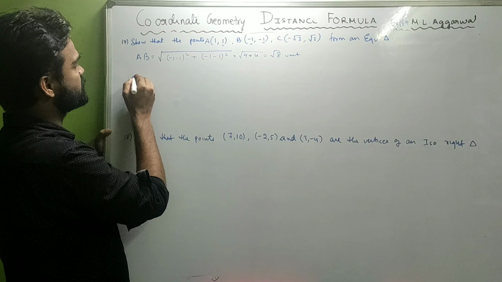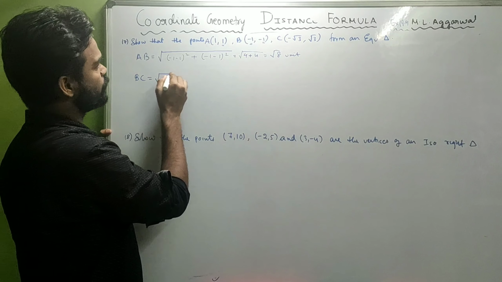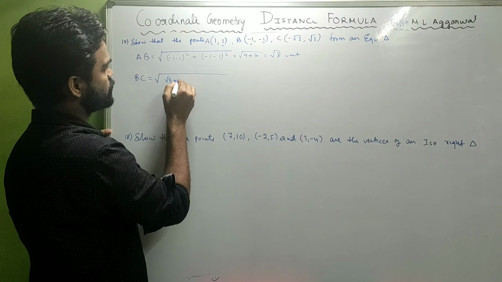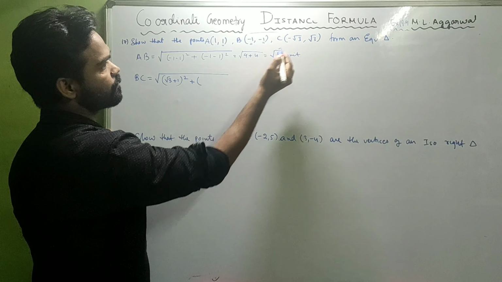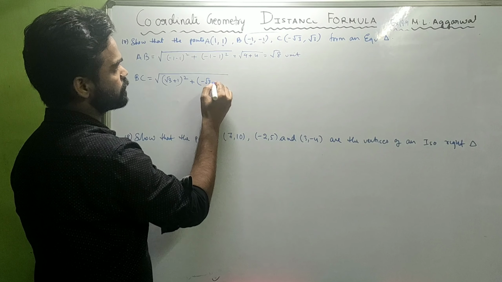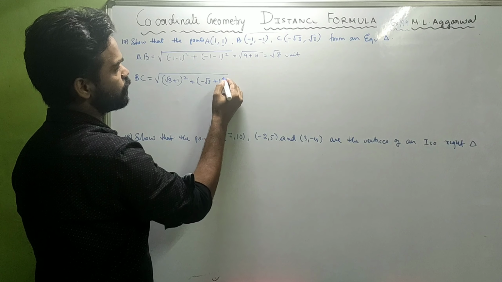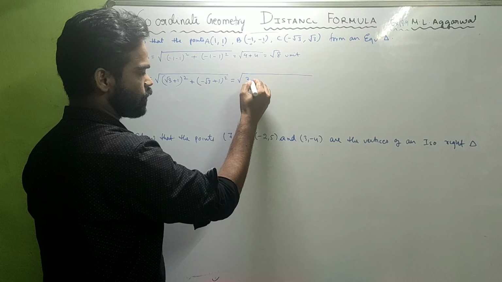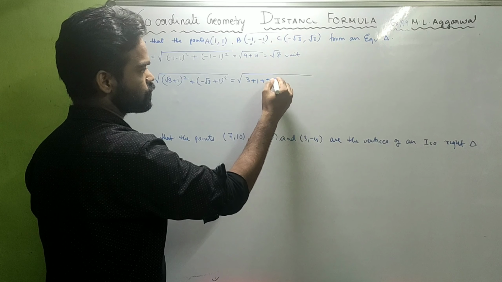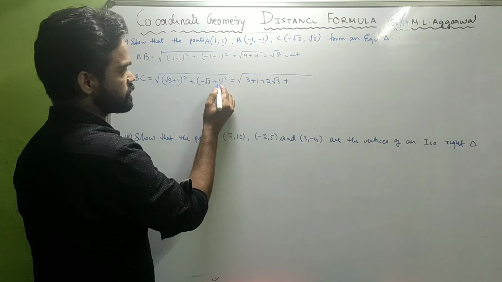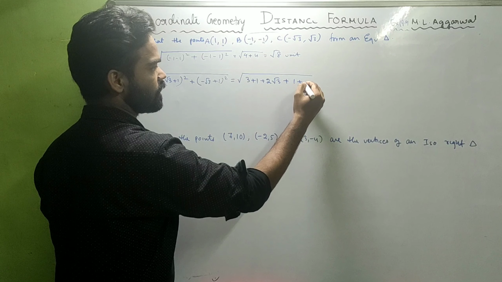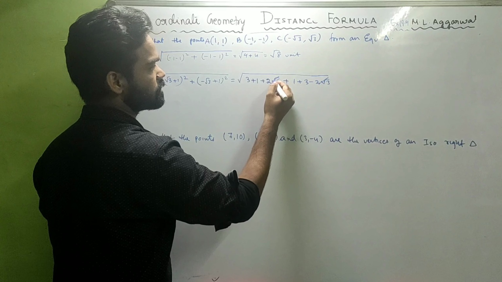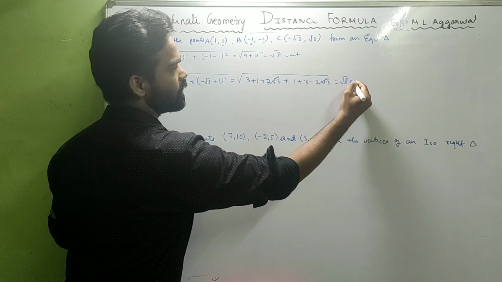Similarly, find BC. BC is root of (root 3 minus of minus 1, that's root 3 plus 1) whole square, plus (root 3 minus of minus 1) whole square, which is... now this is (a plus b) whole square, which is a square plus b square plus twice ab, and this is (a minus b) whole square, which is a square plus b square minus twice ab, isn't it? This and this cancels out. This is root 8 unit.